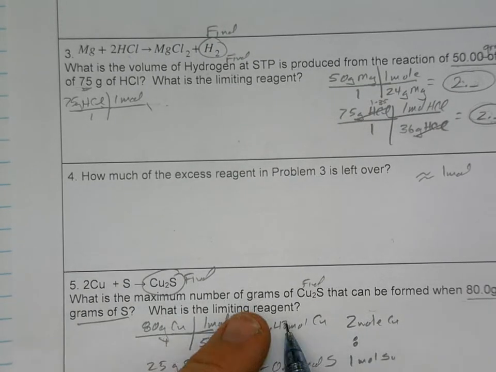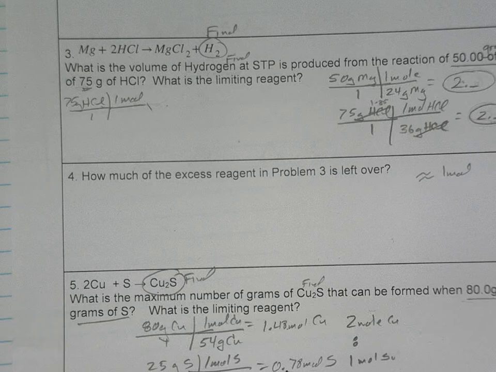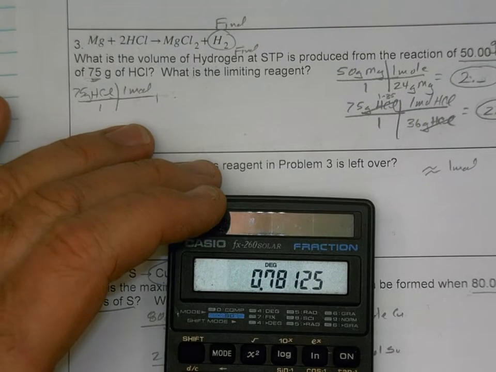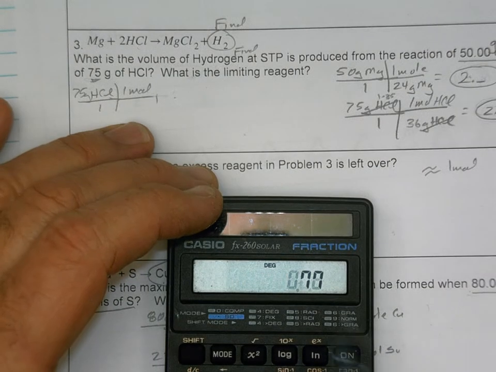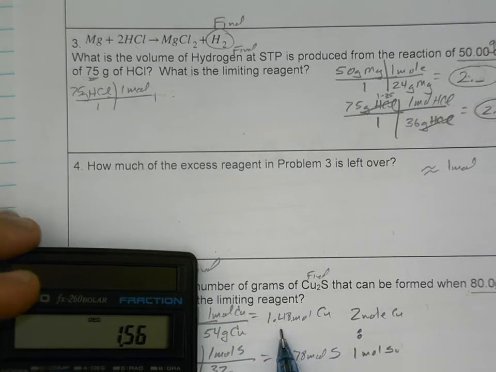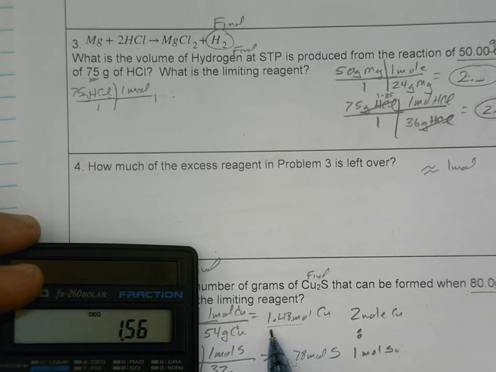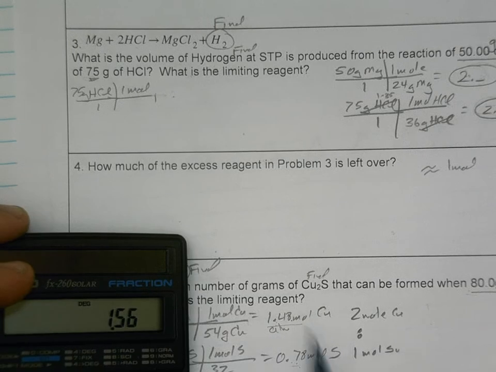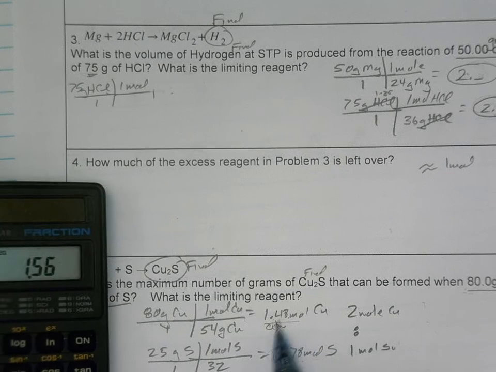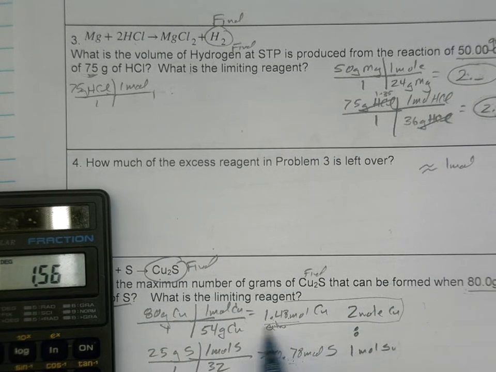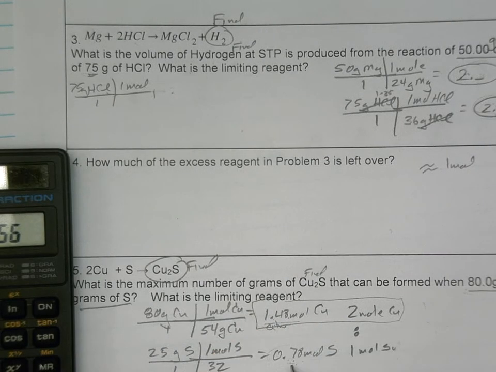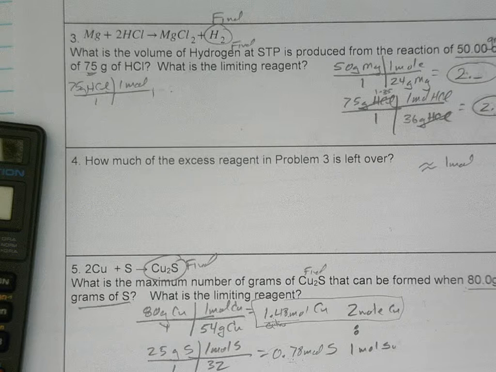According to this, we need to have twice as much of this as that. 0.78 times 2 equals 1.56. This is almost twice as much. So since we only need 1 of these, this one is going to barely become our limiting reagent, because we would really need to have 1.56 moles of this chemical to be able to react with that. So copper is our limiting reagent.